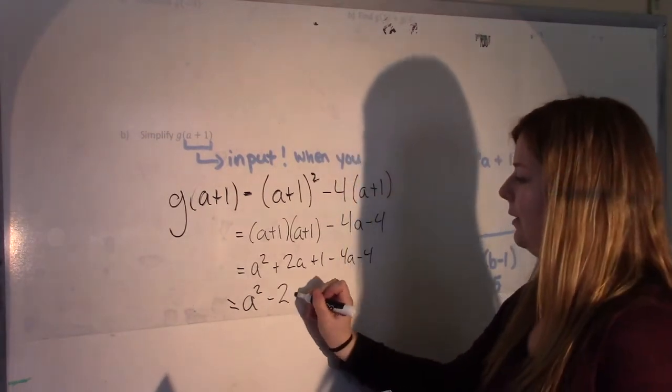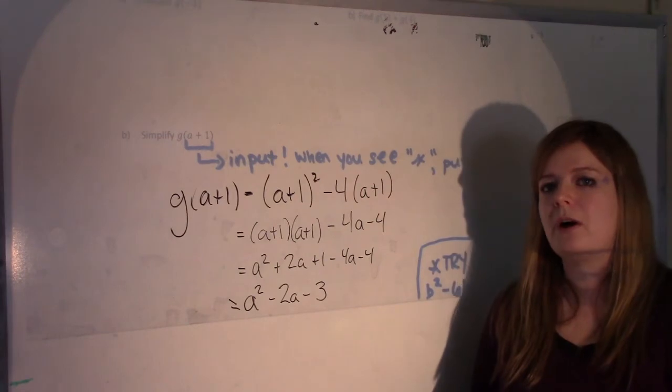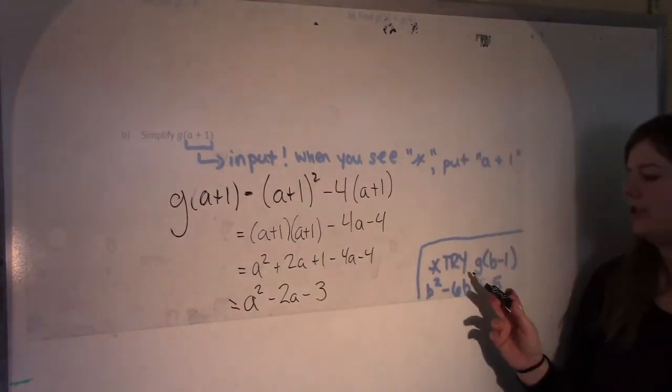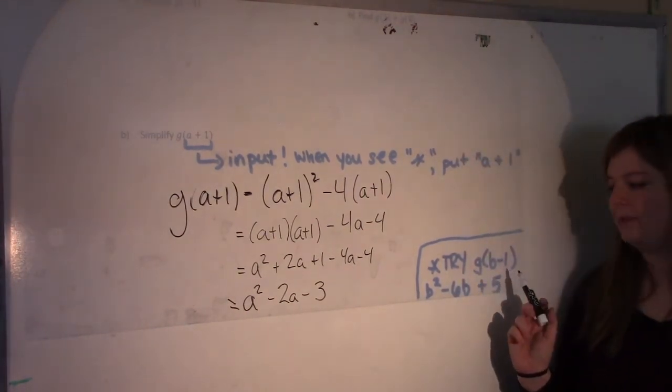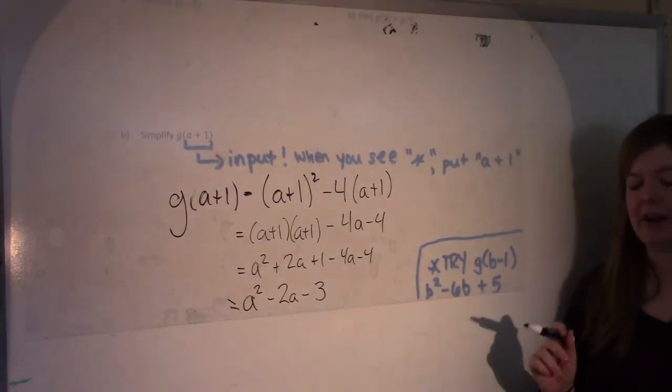minus 2a minus 3. Okay, so what I'd like you to do is pause the tape right now and try to do g at b minus 1. Your final answer should be b squared minus 6b plus 5.